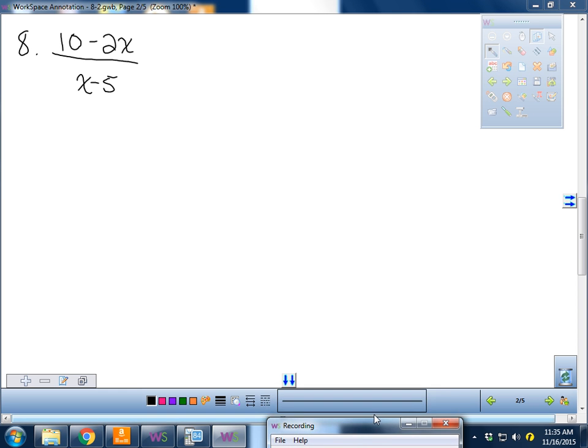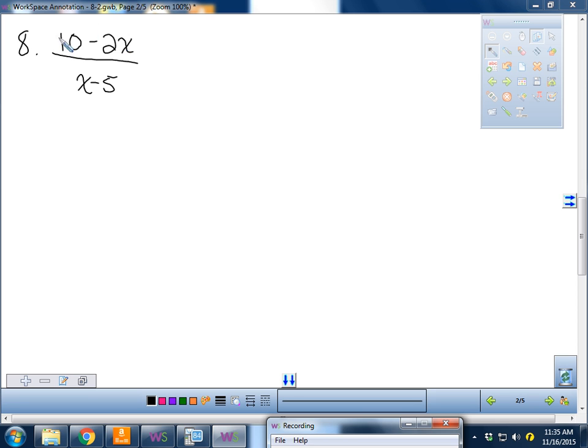Okay, so number 8. On top, I don't have a trinomial, but I do have a common factor between 10 and negative 2x. So I'm going to go ahead and take out a negative 2, and this is why. If I'm expecting it to match the bottom, this x is going to at some point have to become positive, okay? Now, it doesn't always match. You don't always have common factors between the top and the bottom, but in these cases, most of them you do. That's the whole point of the lesson.